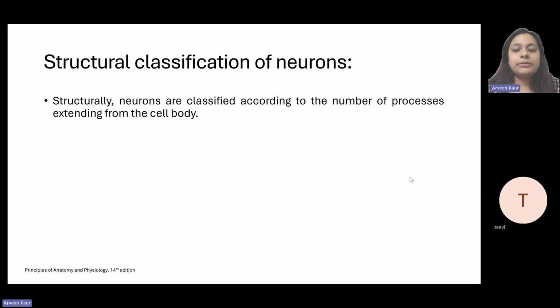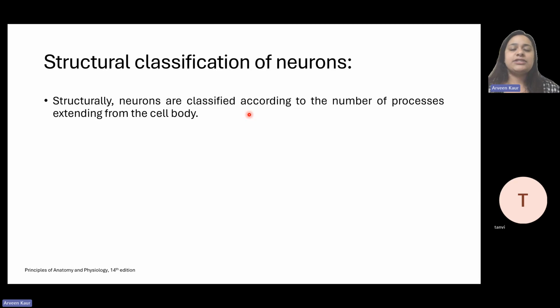So after this, we can look at the structural classification of neurons. We looked at the neuron, we looked at the various parts of the neuron, the major parts: the dendrite, cell body, and the axon. We also looked at what are the parts that are present in dendrites, what are the key features of a cell body, what are the key features of an axon, right? And we also looked at synapse. Now we can look at classification of neurons.